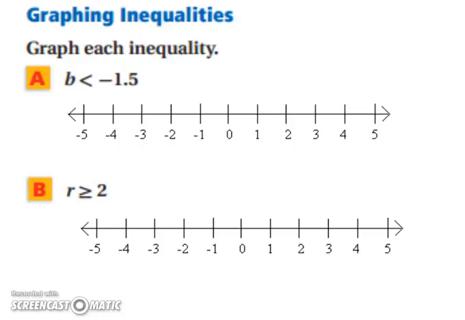Let's try a few. We have to graph each inequality. b is less than -1.5. Well, it's a less than symbol, so it's going to be an open circle. And we need to find -1.5, so it's going to be an open circle on -1.5. So we have an open circle, and then all of our values are smaller. So where are they smaller? To the left.